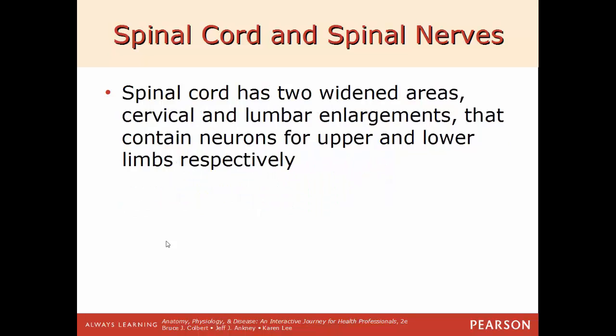Now, the spinal cord has two widened areas, at the cervical region and at the lumbar region. These contain neurons for the upper and lower limbs, respectively. That's why if you've ever had a lumbar puncture or a spinal tap, it is done at the lumbar region of the spinal cord, because it gets wider. So it's easier to draw the fluid from there. And whenever you're dealing with the spinal cord, the more room you have to work, the better.